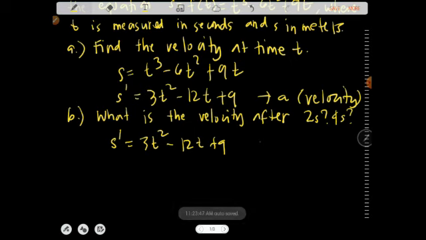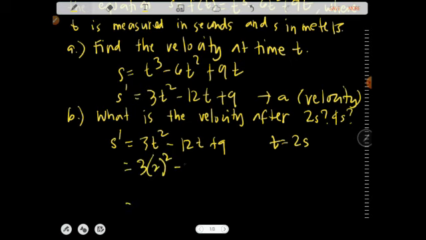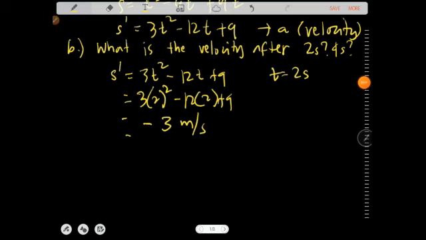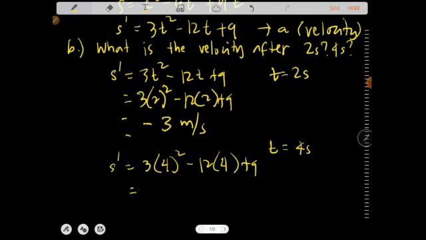Unahin natin yung 2 seconds muna. T is equals to 2 seconds. So, that would be 3 times 2 squared minus 12 times 2 plus 9. Simplifying the equation, this will give us negative 3 meters per second. So, how about kapag yung t natin is equals to 4 seconds? So, that would be s prime is equals to 3 times 4 squared minus 12 times 4 plus 9, or that is equals to 9 meters per second.